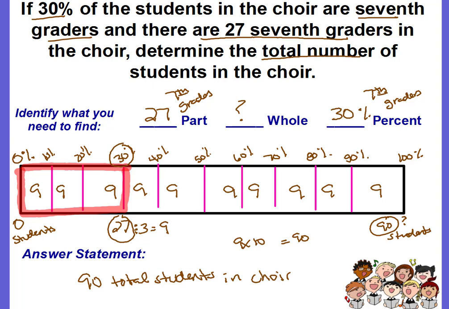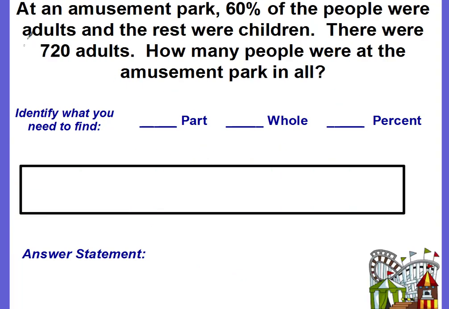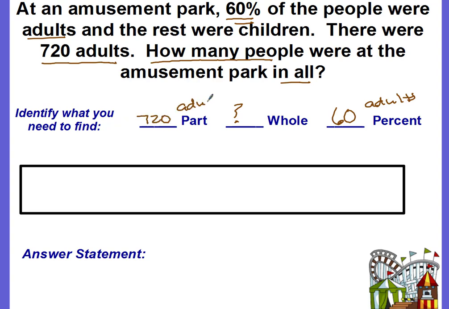Let's try another one. At an amusement park, 60% of the people were adults and the rest were children. There were 720 adults. How many people were at the amusement park in all? So we want to know how many people in all. So we're looking for the whole. We're given the percent. 60% were adults. So 60%, and this represents the adults. There were 720 adults, so that's the part. 720, and that represents the adults.